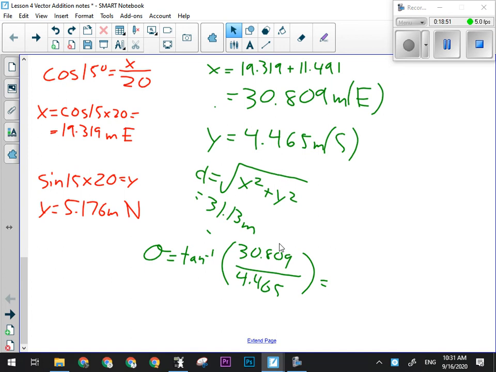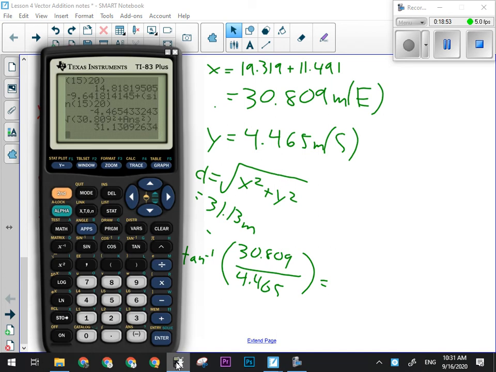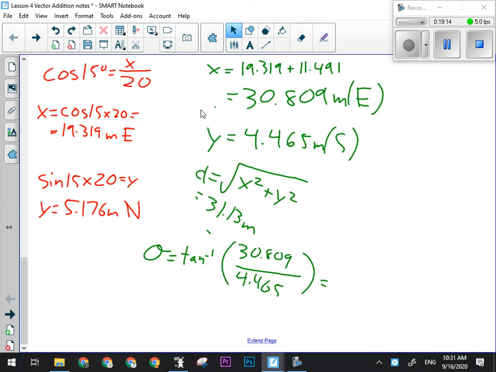Should be fairly large. So second tan of 30.809 over 4.465. Okay, so I'm getting 81 degrees here. Okay, so actually 82 degrees. I only have two significant figures in this question. So 82 degrees.